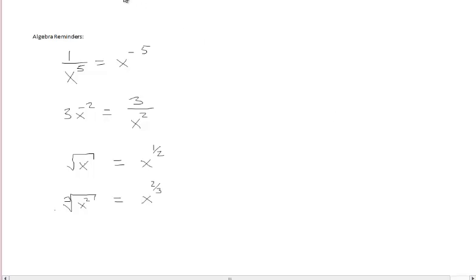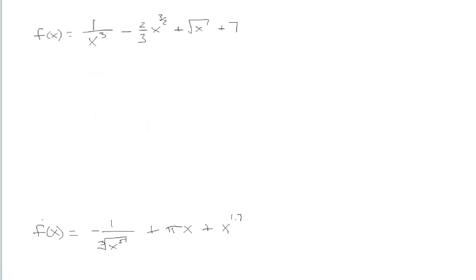Now let's look at some examples. I did those reminders because oftentimes the function is not written in a way that makes it easy to use the power rule. So we're going to start by rewriting the function. Instead of going right into taking the derivative of f of x is equal to 1 over x cubed minus 2/3 x to the 3/2 plus the square root of x plus 7, I'm going to rewrite it in a way that will make it easier for me to use the general power rule.